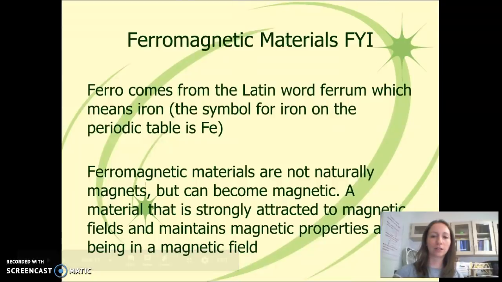So this leads us to one of our vocab words, ferromagnetic materials. Ferro comes from the Latin word ferrum, which is just iron. Ferromagnetic materials are not naturally magnets, but can become magnetic. So they're materials that, with a strong magnet, can have their domains all switched to face the same direction. They can become kind of a temporary magnet. And iron is an example of that. You can magnetize iron and make it temporarily its own little magnet. So it's a material that's strongly attracted to magnetic fields and maintains magnetic properties after being in a magnetic field, such as iron.